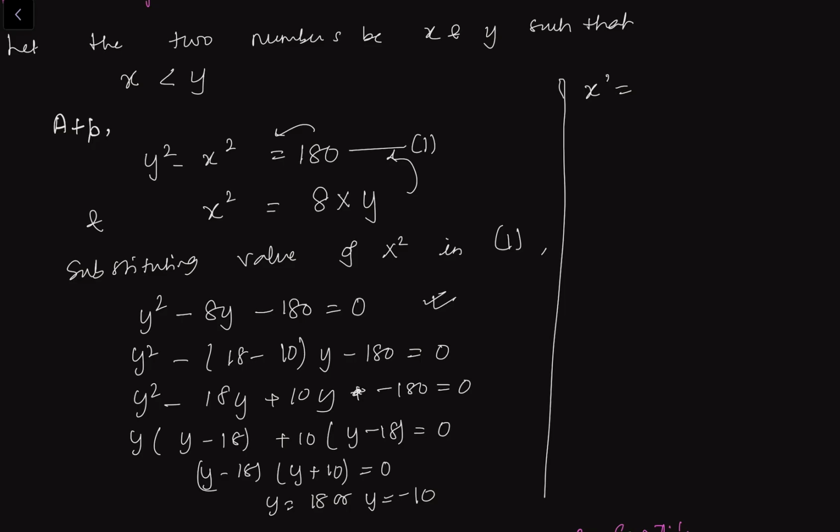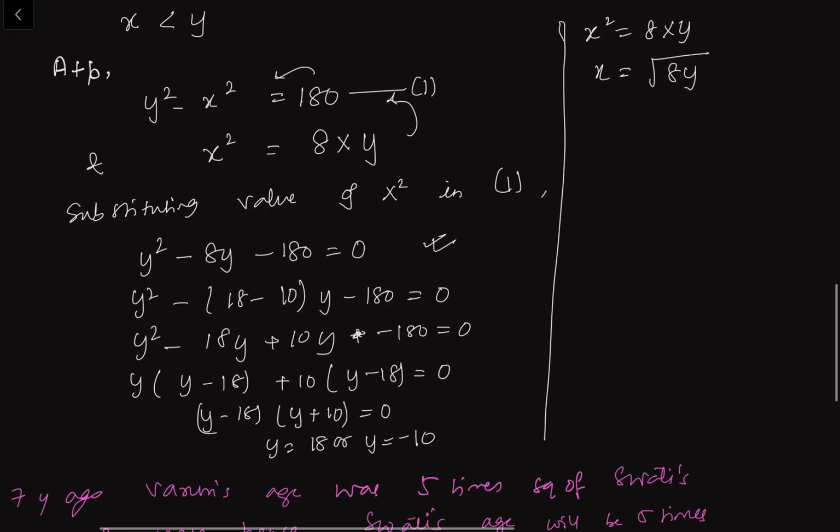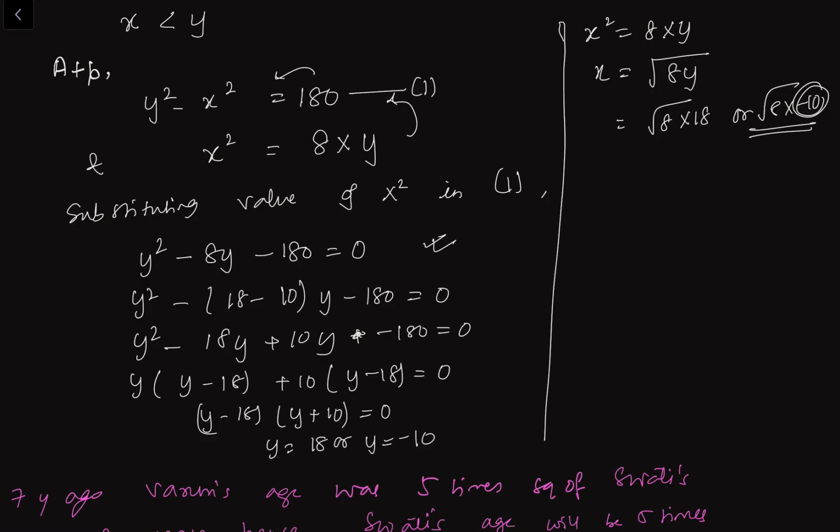Now x square is 8 times y, so x is equal to square root of 8y, right? And so y is 18 or y is minus 10, so it is square root of 8 into 18 or square root of 8 into minus 10. But you see, I will not write minus 10 because then it becomes a complex number, because square root of minus 1 is i and this is complex. So I will not be going into this, and I will just take the positive or the negative square root of this one.